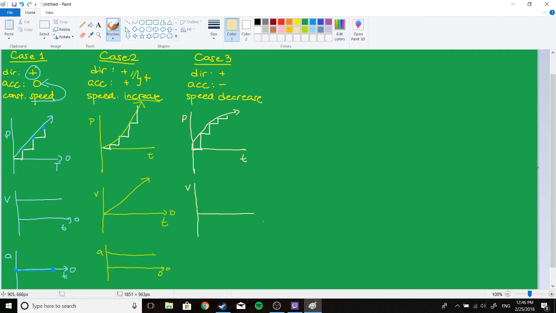How about for velocity time graph? For velocity against time, you are in a positive direction. So that means you will start above 0. Okay? But you're decreasing in speed. So that means you're moving down towards 0.